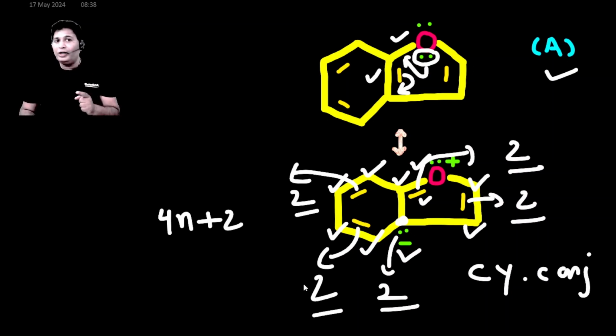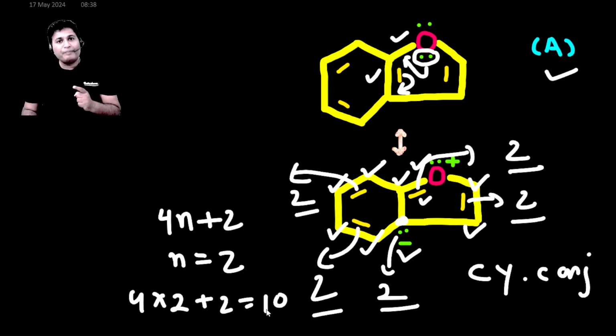Is Huckel's rule going to give you the figure of 10? Let us try to find. If you put the value of n equal to 2, then you straight away see that 4 into 2 plus 2 is equal to 10. It means that this cycle follows the Huckel rule.